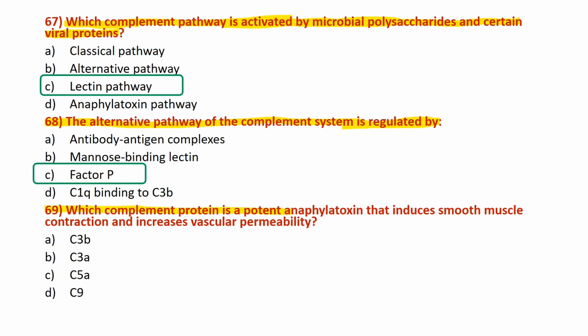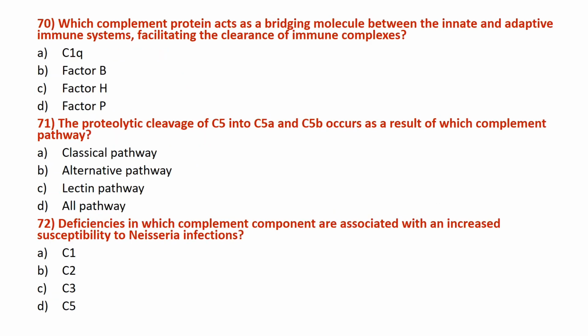Which complement protein is a potent anaphylatoxin that induces smooth muscle contraction and increases vascular permeability? And the right answer is option C, C5a. Which complement protein acts as a bridging molecule between the innate and adaptive immune system, facilitating the clearance of immune complexes? And the right answer is C1q.